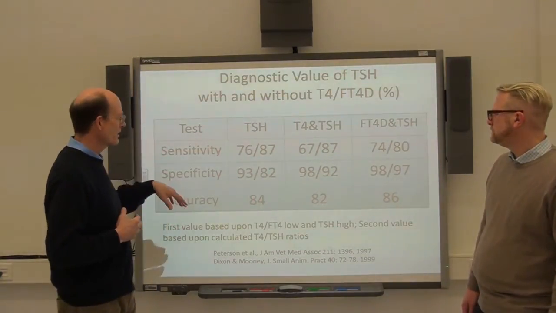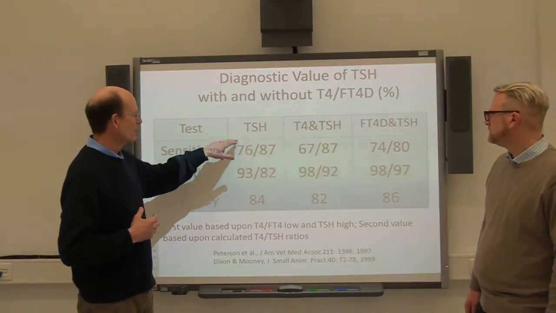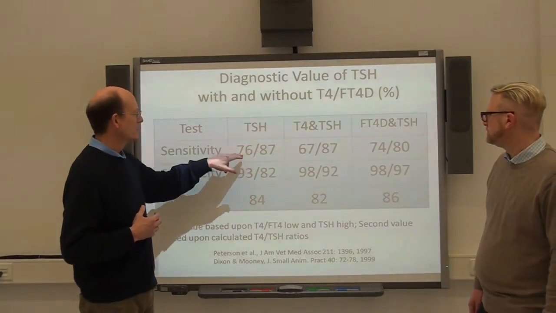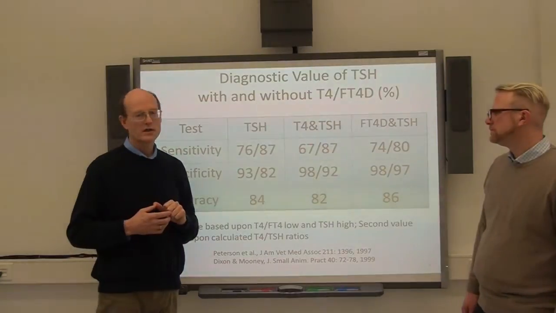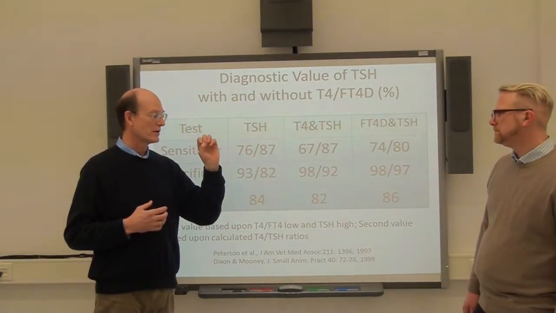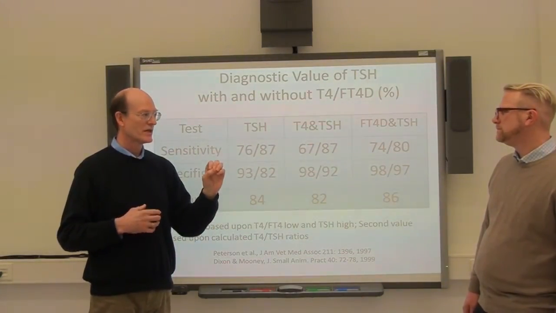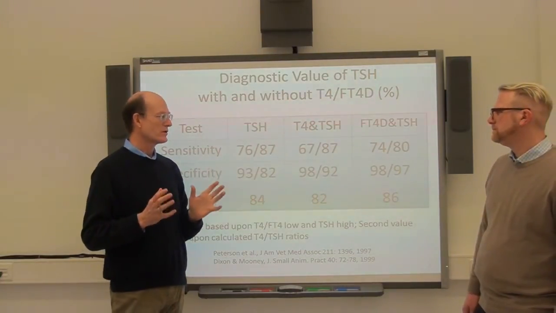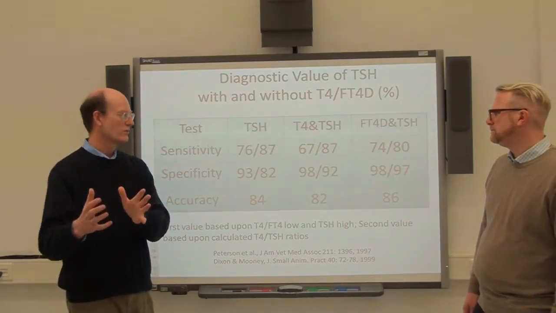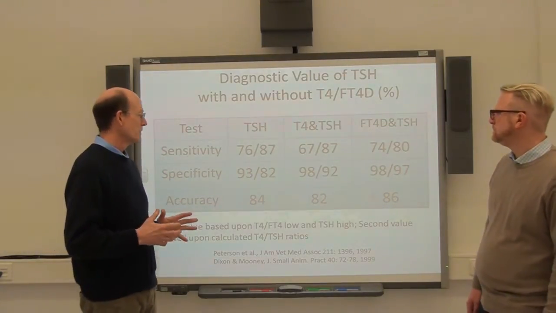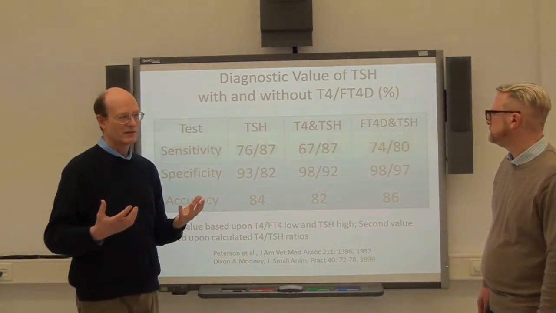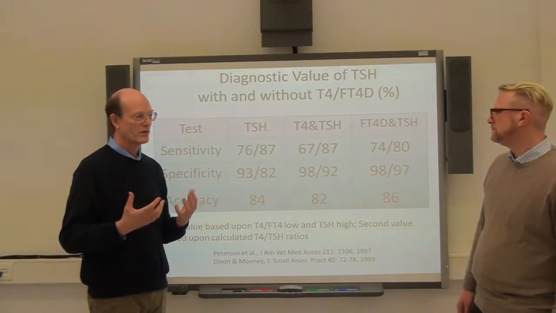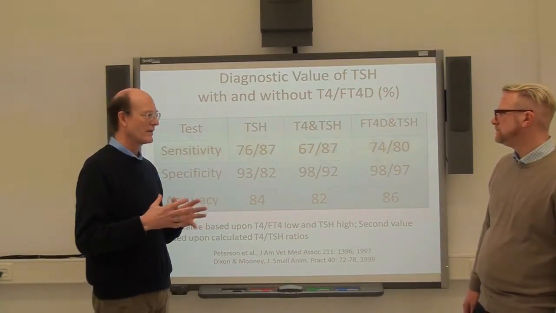So using our same criteria, you can see that about 1/4 of the dogs with a normal TSH can still be hypothyroid. That makes it a poorer screening test. In humans, it would be about 100%. So the question is, why is that? And that's something that we wonder about, and we'll talk about that later.